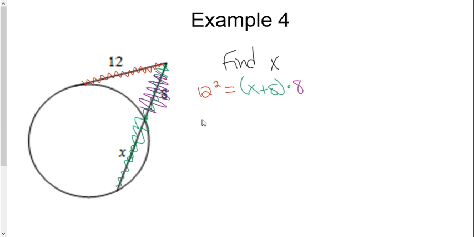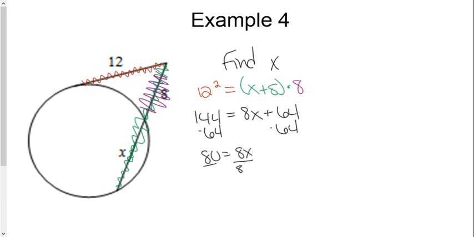So when we go through this, we get 144 equals, if you want to distribute it, you can get 8x, sorry, plus 64. Then our next step would be to subtract 64 from both sides. And we get 80 is equal to 8x. So divide by 8, and we get x equals 10.